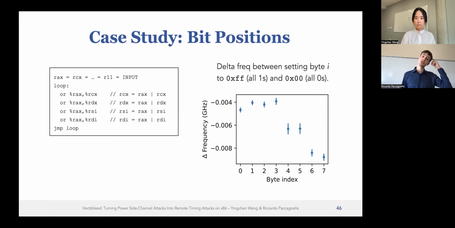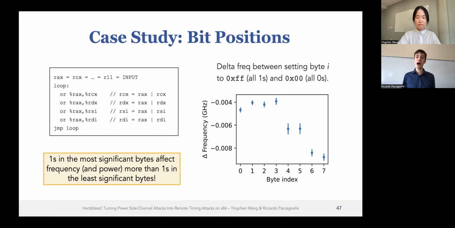On the x-axis, you can see the byte index, 0 indicating the least significant byte, and 7 indicating the most significant byte. And on the y-axis, you can see the delta in frequency when that byte has been set to all ones versus all zeros. As you can see, the cost of having ones in the different bytes is non-uniform. In particular, we can see that the cost of having ones in the most significant bytes is higher in terms of power consumption cost and also frequency changes than the cost of having ones in the least significant bytes.